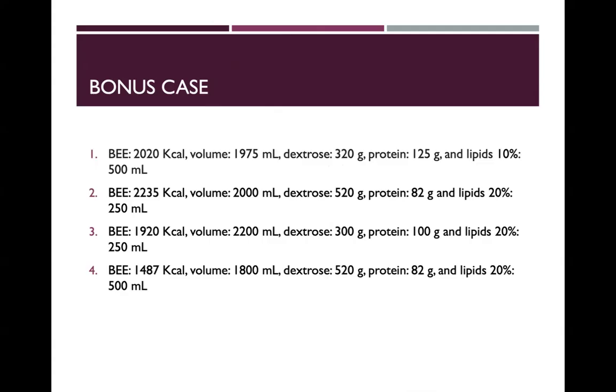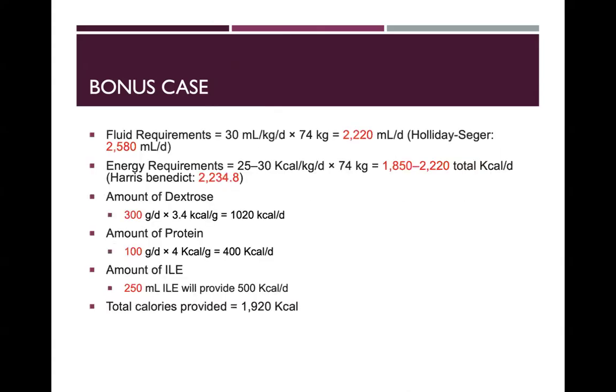Okay, let's try this together. So we said the fluid requirement. Let's try the fluid requirement. We said it's either 30 milliliter, okay, hold on, there's another vote. No. Okay, so 30 milliliter per kilogram per day for a 74 kilogram person is about 2,200 milliliter per day. If you use the Holliday-Segar, it comes to about 2,580 or 2,600. So we're roughly looking at a fluid requirement of 2,200 to 2,600 per day.